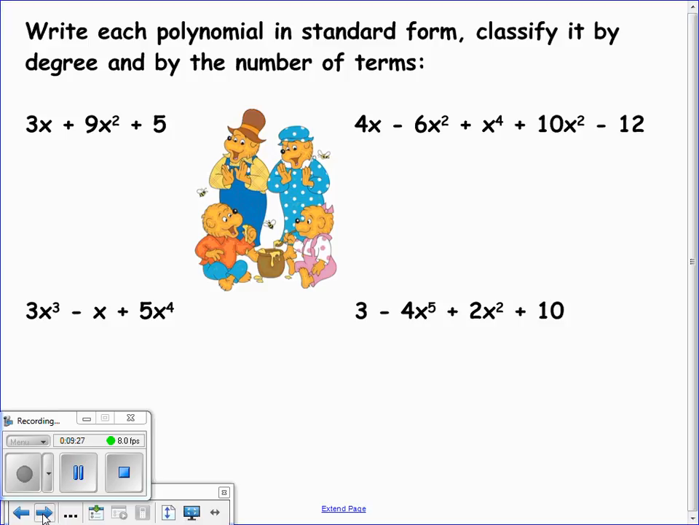All right. Write each polynomial in standard form. Classify it by its degree. So is it quartic, quintic, cubic, and by the number of terms, monomial, binomial, trinomial, or polynomial. On the very first one, 3x plus 9x squared plus 5. What order should it be written in? Good. 9x squared plus 3x plus 5, right? You want the highest exponent first, and step your way down. By the degree, you would call that quadratic. Good, and it is a trinomial.